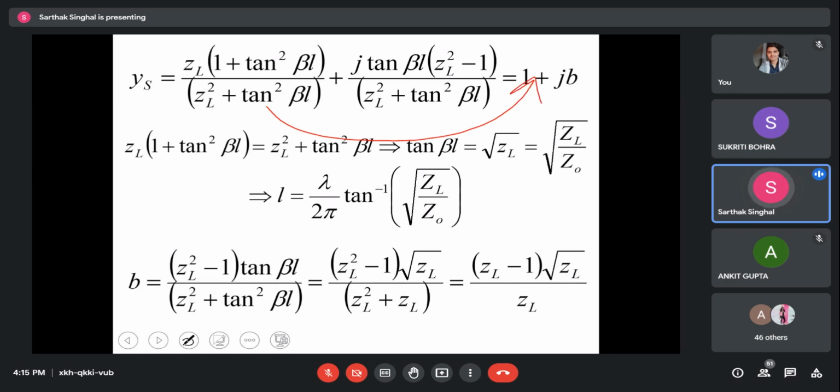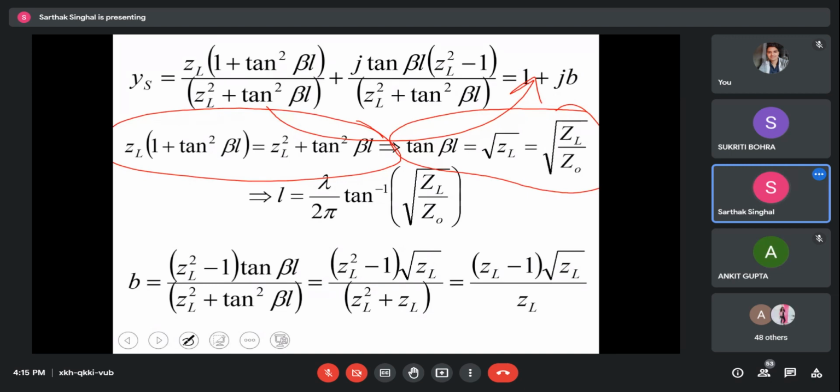This term will be multiplied here, so you will get this term, this equation. And from this, you can derive this value of tan beta L. Yes or no? And thereafter, you can get this value, because this will give you tan inverse of under root ZL upon Z naught.